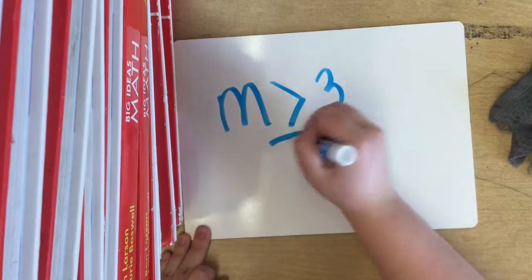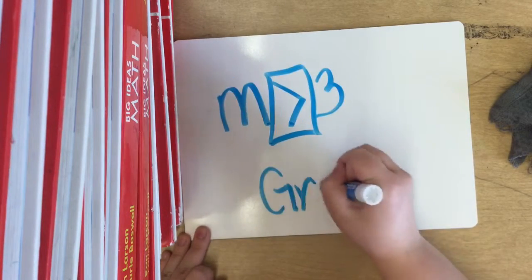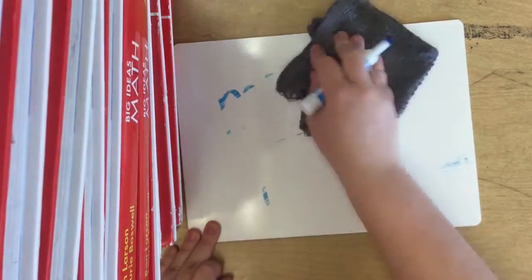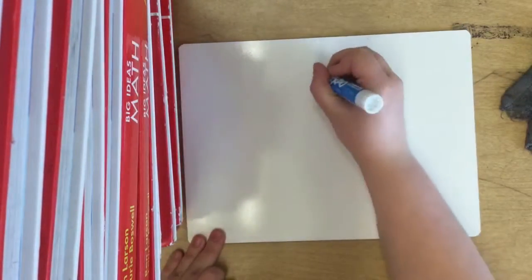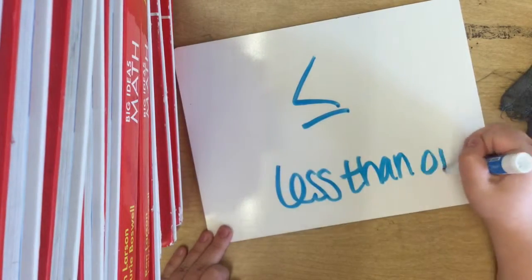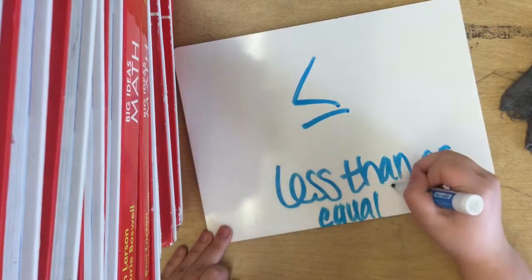And now, like I said before, this symbol is called greater than, since there is no line underneath it. And this symbol is also called less than or equal to because of the line underneath. It's just like the greater than or equal to, but is facing the other way.